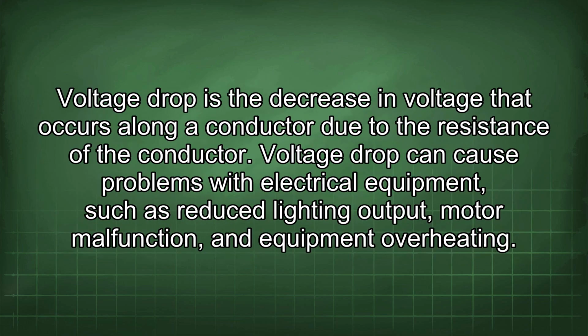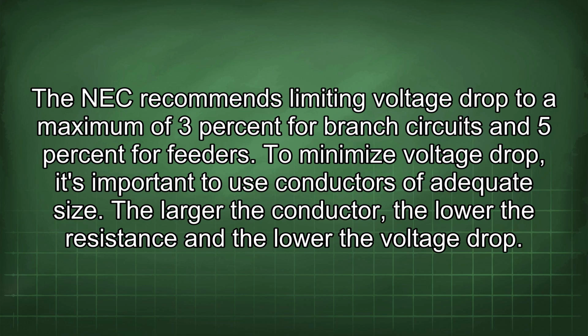Voltage drop is the decrease in voltage that occurs along a conductor due to the resistance of the conductor. Voltage drop can cause problems with electrical equipment, such as reduced lighting output, motor malfunction, and equipment overheating. The NEC recommends limiting voltage drop to a maximum of 3% for branch circuits and 5% for feeders.